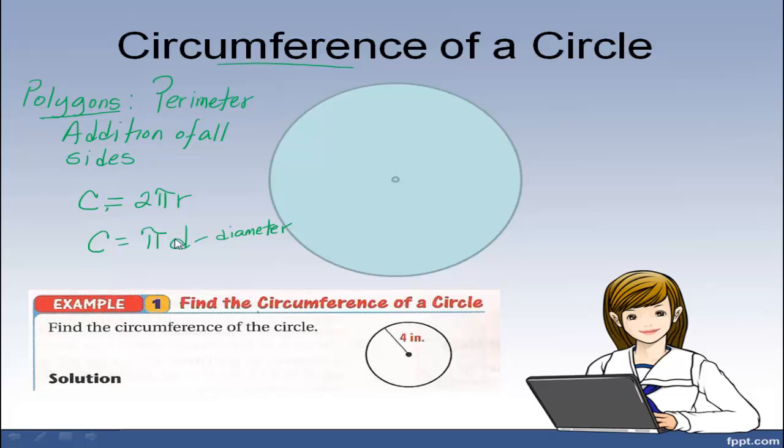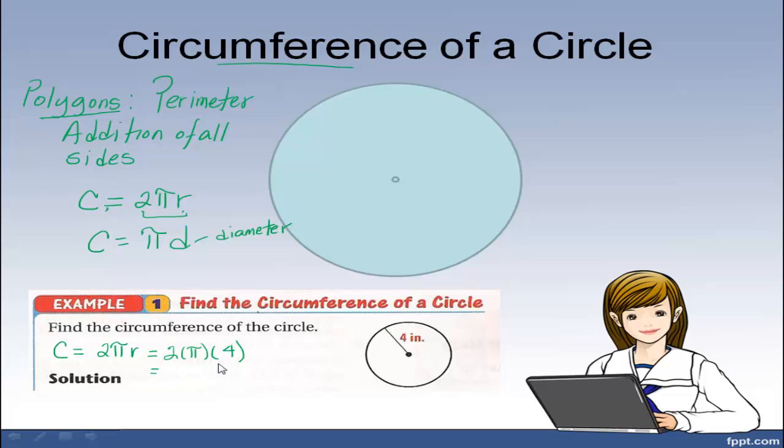Why are these equal? Because in the original formula, 2 times r, that means twice the radius, and twice the radius is your diameter. So you can either do 2 times r times pi, or you can do pi times d. They're equivalent. So let's see this example. Find the circumference of the circle and you're given the radius. So circumference is equal to 2 times pi times r. And that equals 2 times pi times 4.